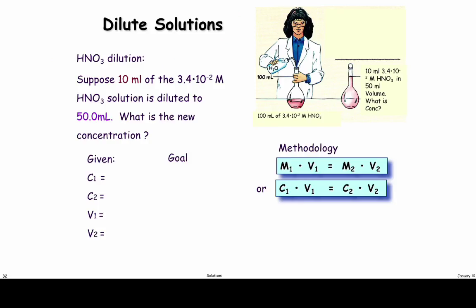Whenever you calculate dilution, you want to remember an equation: M1V1, that is the molarity of solution 1 times the volume of solution 1, is equal to the molarity of the diluted solution times the volume of the diluted solution. Another way of expressing this is C1V1 equals C2V2. Let's take a look at this example.